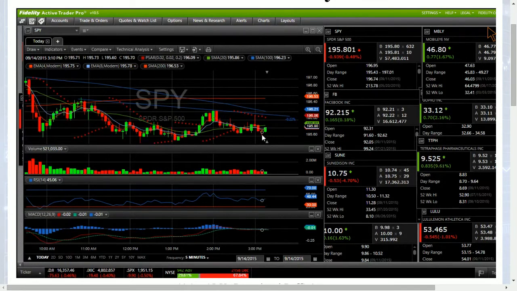If we see 195.60 fall, we should see a low of the day test. And you can see the pattern of lower highs that's been in place all day today with SPY.